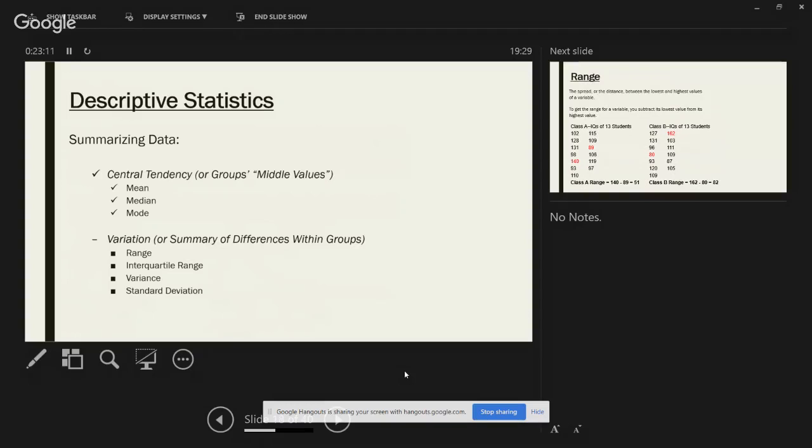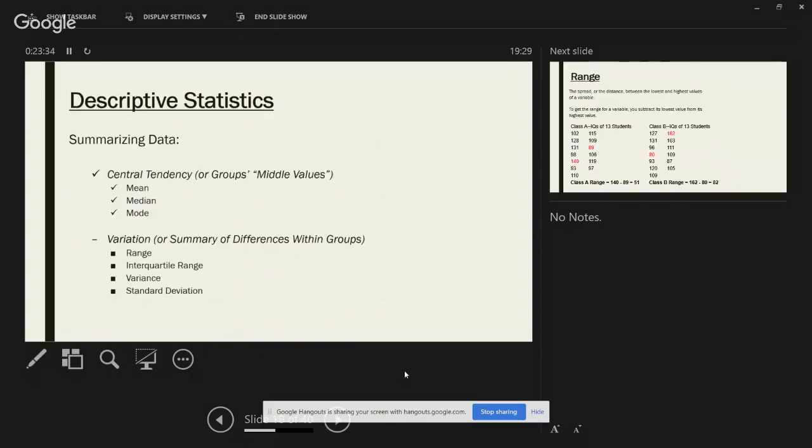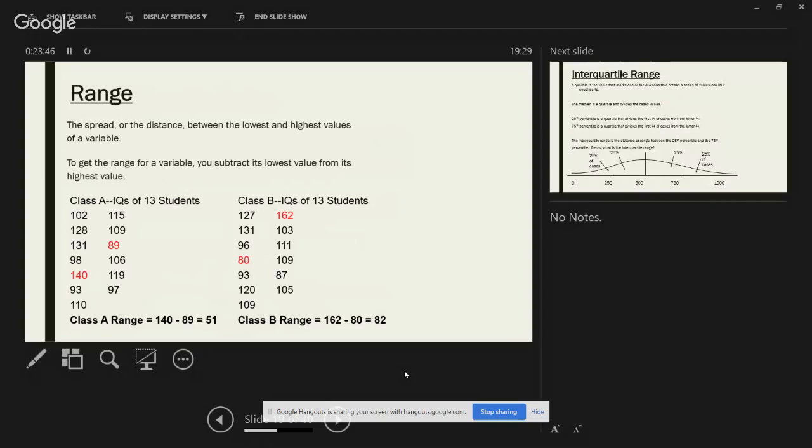So yeah, that's about descriptive statistics. We have talked about mean, median, mode, and with that we are done with central tendency here. Now let's move on to variation. In variation, we'll be talking about range, interquartile range, variance, and standard deviation. We'll be talking about all these things one by one. Let's get started with the range.